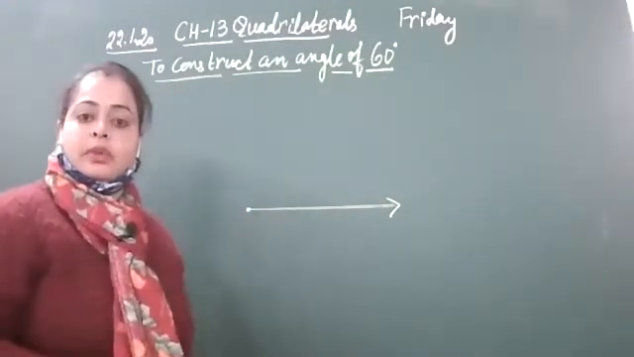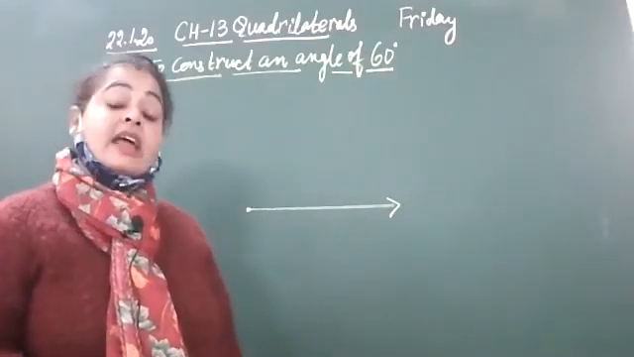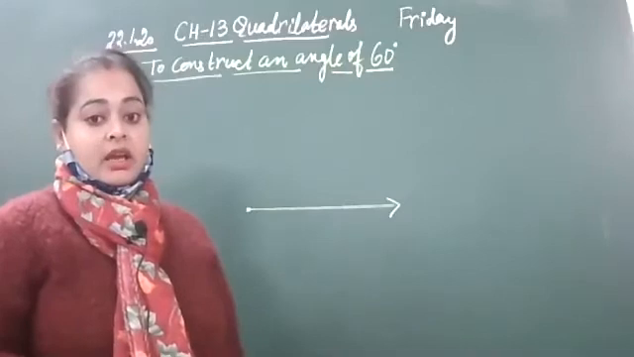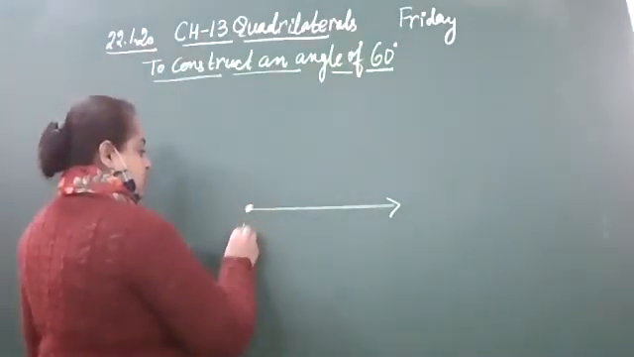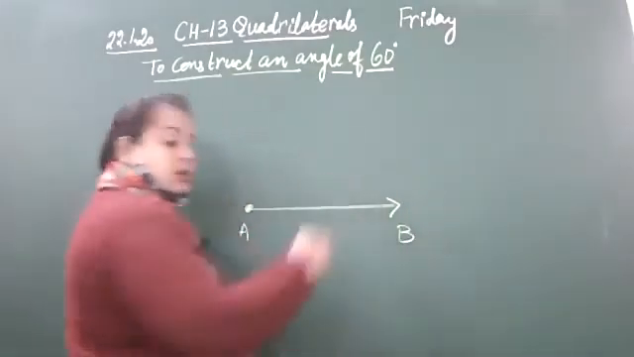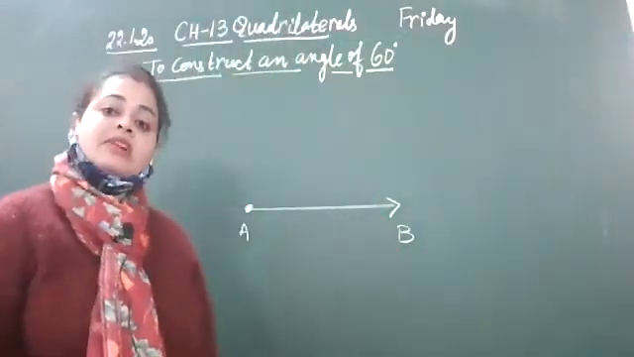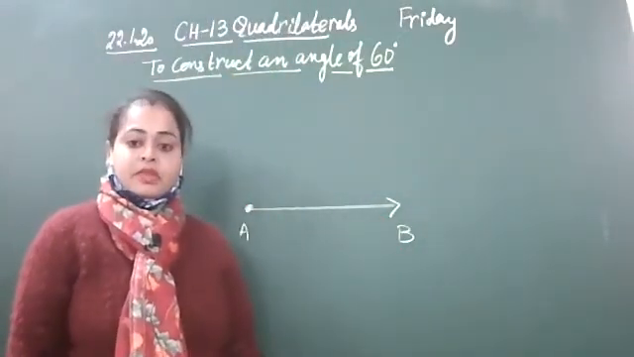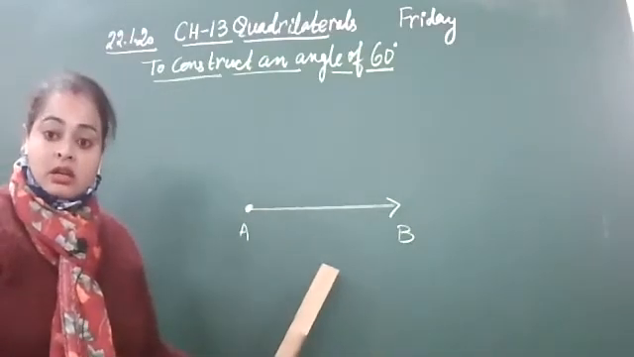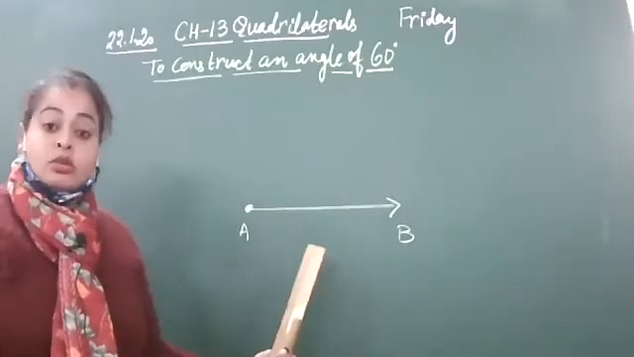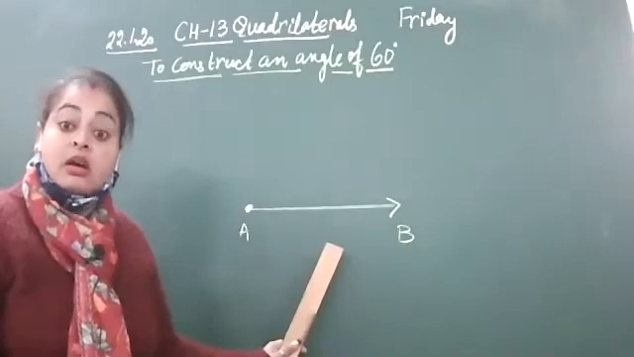This is the first step, to draw a ray, because as we know, an angle is formed by two rays. Name it: this is A and this is B. After drawing, write down in the chat box, then I will explain the next step. This is not a line. This is not a line segment. This is known as a ray.